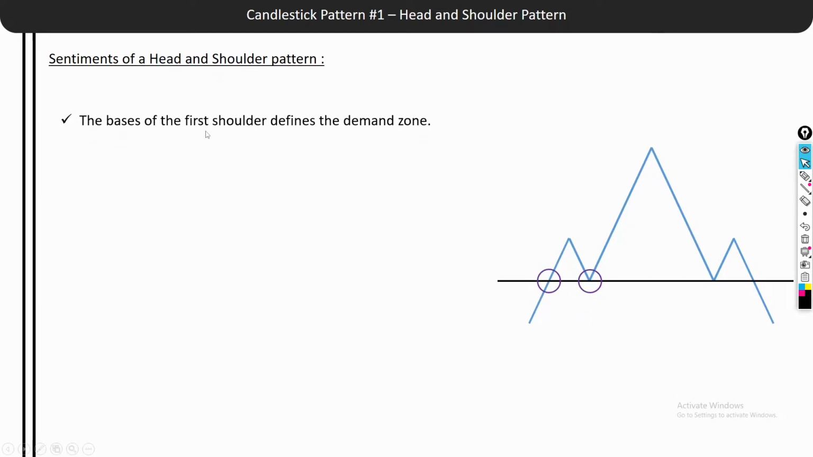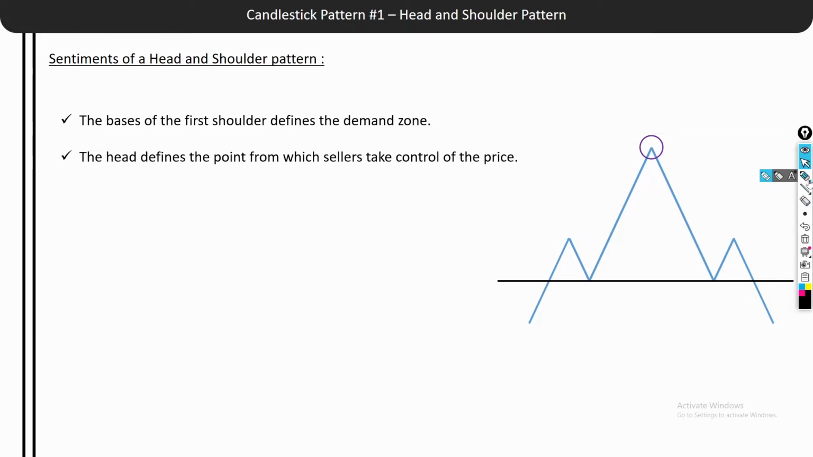The base of the first shoulder defines the demand zone. This means that this zone is the demand zone from where the buyers tend to push the price towards the top, creating the head. Now, the head defines the point from which sellers take control of the price. This region is rich in sellers, and thus the sellers start to sell off, and they tend to push the price towards the neckline again, which also happens to be the demand zone.